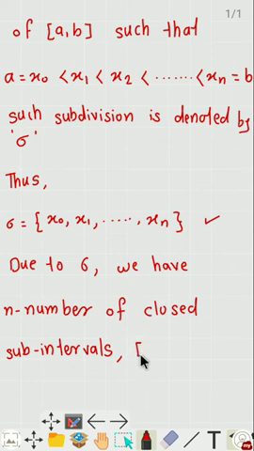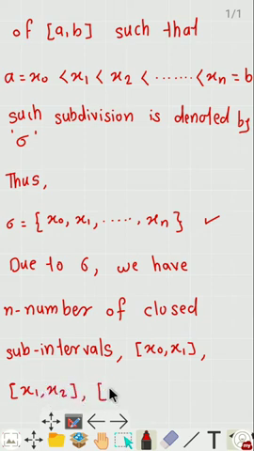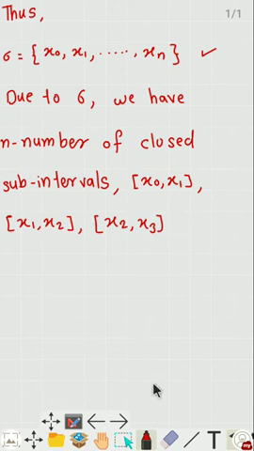And these closed subintervals are: the first closed subinterval is x0 comma x1, the second is x1 comma x2, the third is x2 comma x3, dot dot dot, and the nth closed subinterval is xn minus 1 comma xn. So these are the n subintervals.